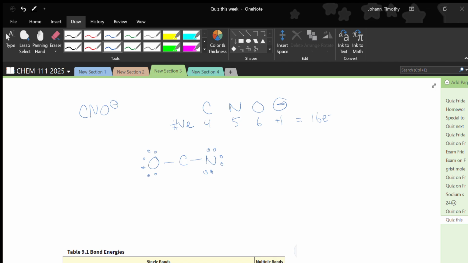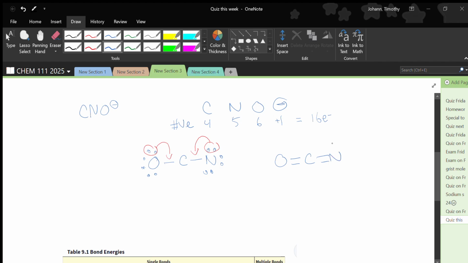And yet my carbon needs how many more electrons? 4 more, or 2 pairs. So I'm going to need to give it some electrons somehow. And this is in your book, the way they demonstrate it: thinking about taking these electrons and putting them there, and these electrons and putting them there. And I'm going to make that, right? And I have that.